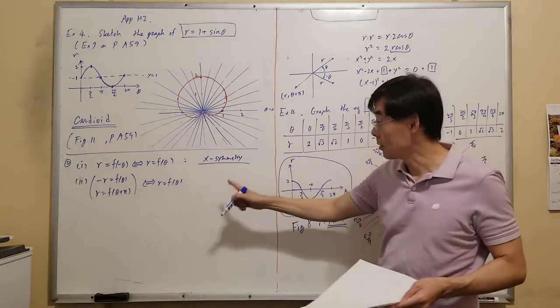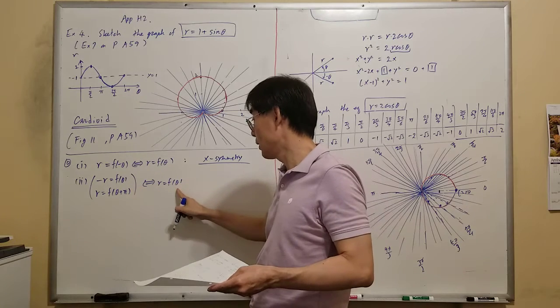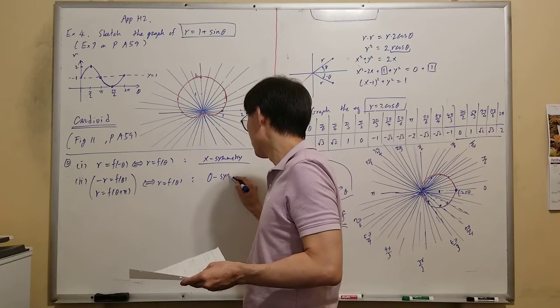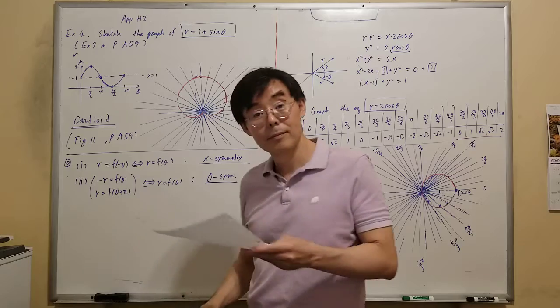That's origin reflection. After origin reflection, you get the same graph, and you have origin symmetry. Okay?